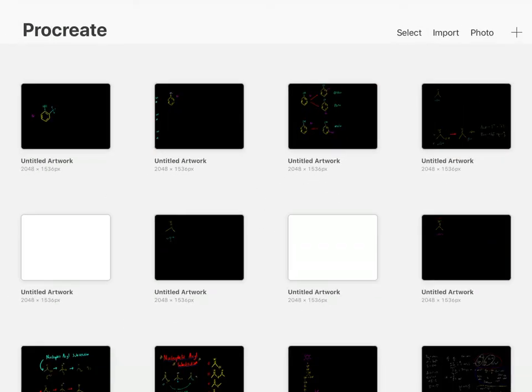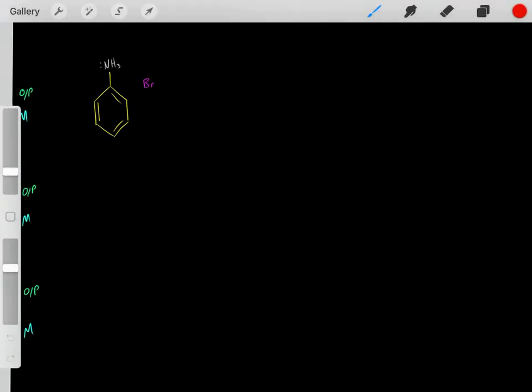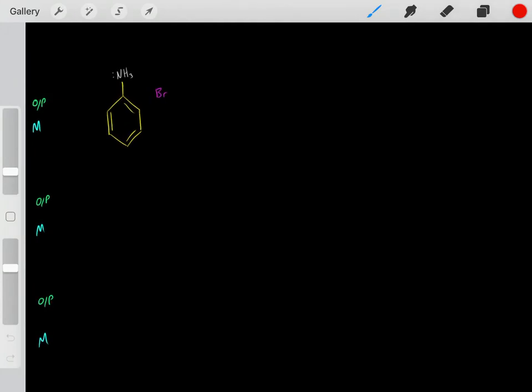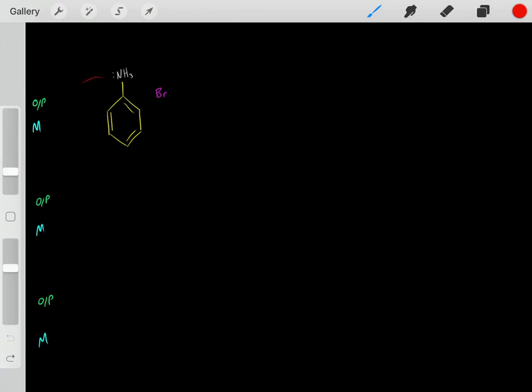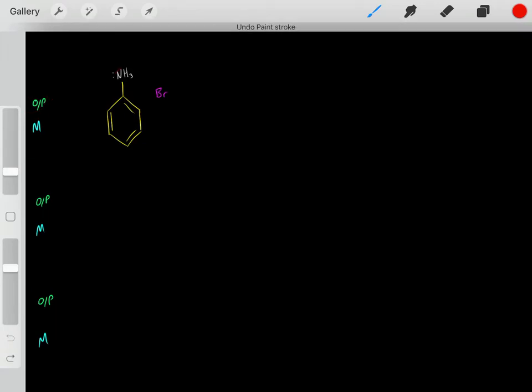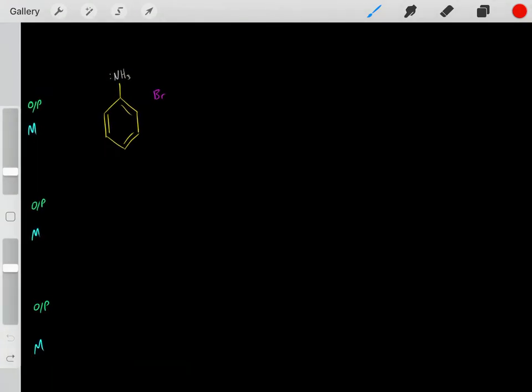So now let's do some examples. Let's say we're taking an exam and we have this problem. And we're asked, is this an ortho para-directing group or is this a meta-directing group? Which category? We have these two categories. So is this ortho para-directing or meta-directing? So how do we solve this?